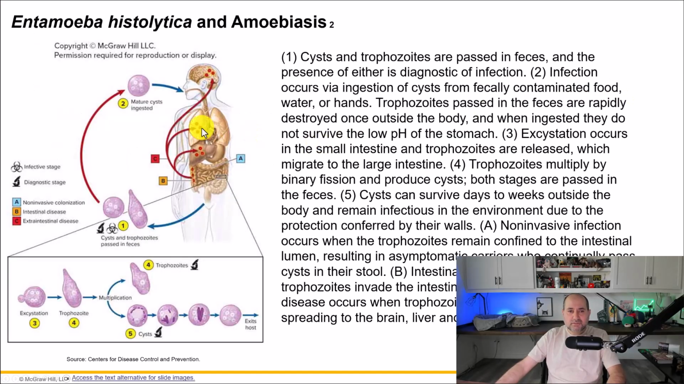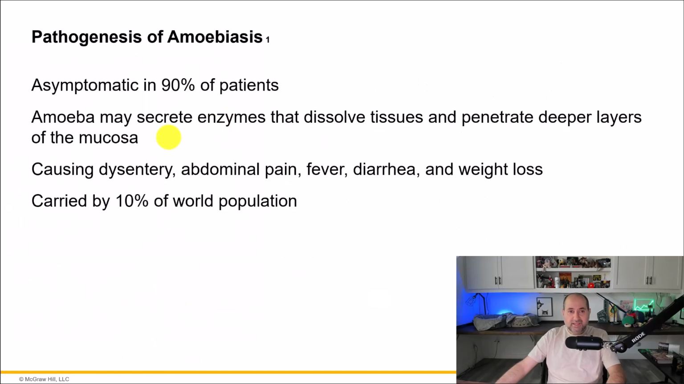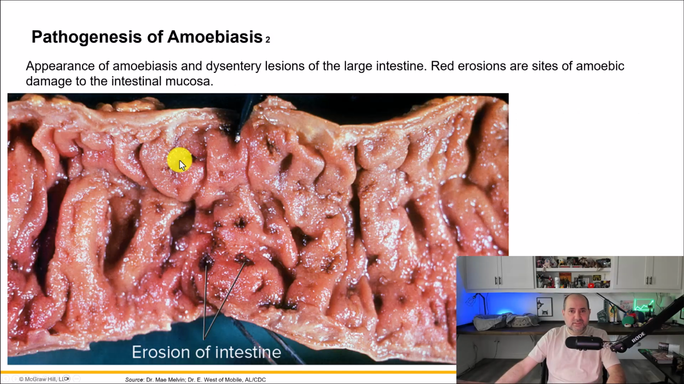Do you remember that we covered Entamoeba histolytica? You should know that this is the cause of amoebiasis. And amoebiasis causes dysentery, abdominal pain, fever, diarrhea, weight loss, and look at all that intestinal damage.